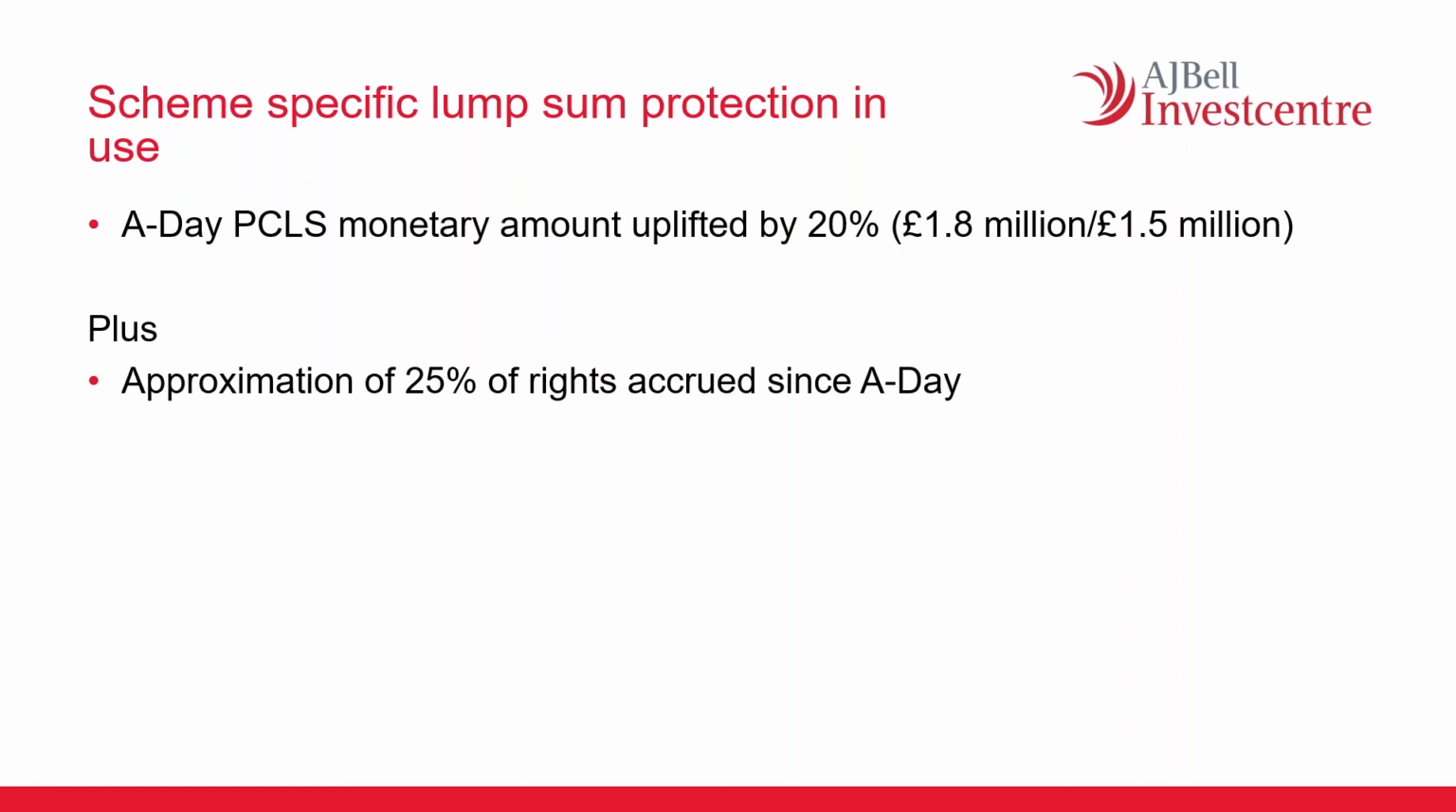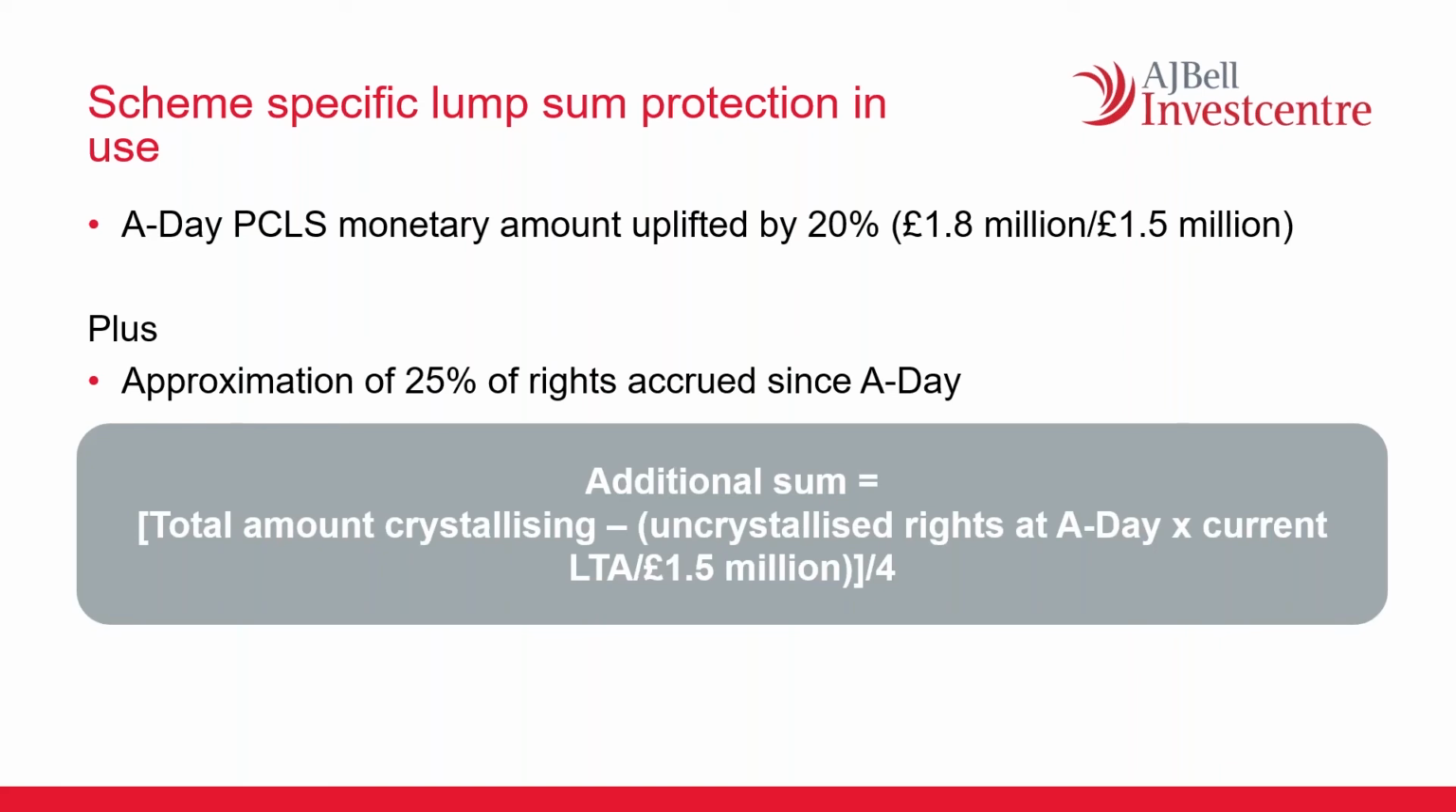So you have that uplift on the amount held at A-Day, and then you have an additional lump sum, which really is an approximation of 25% of the rights accrued since A-Day. The basic idea is, you have your A-Day amount, expressed as a monetary amount, and you've got your enhanced lump sum, but anything that you've built up in pensions since A-Day doesn't benefit from the same enhancement, and that just is the straightforward 25%, or approximately.